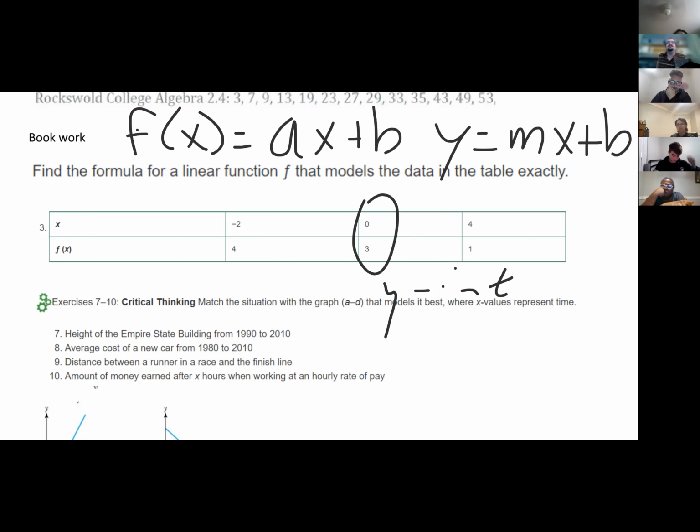So does everyone see how that is the y-intercept? My y-intercept is when x is 0. If we wrote this out as a point, it would be the point (0, 3). My x is 0, my y value is 3. So that would be my y-intercept.